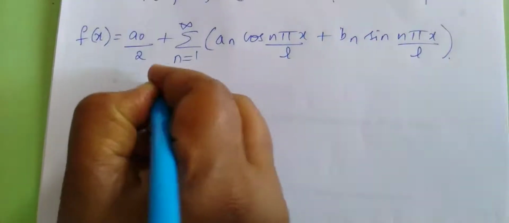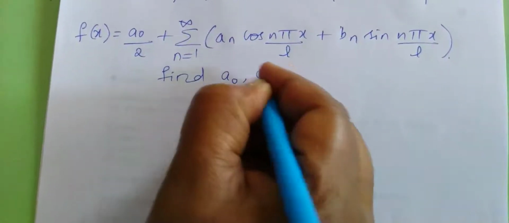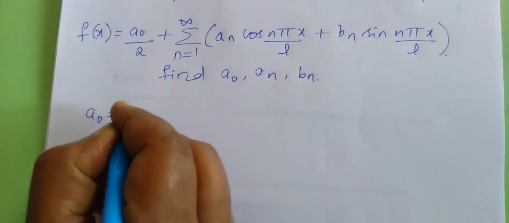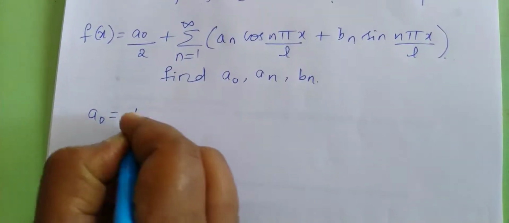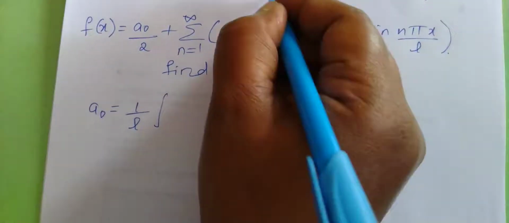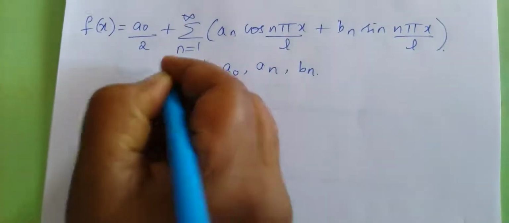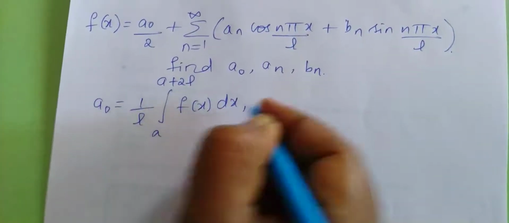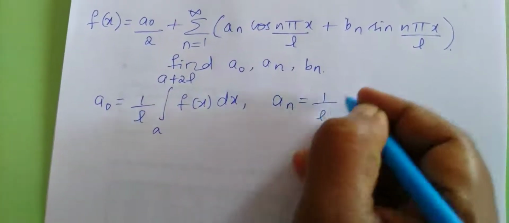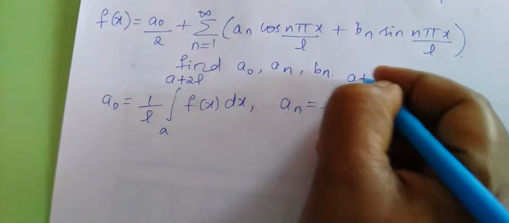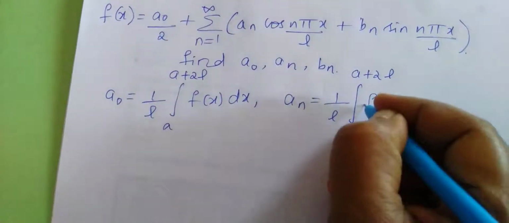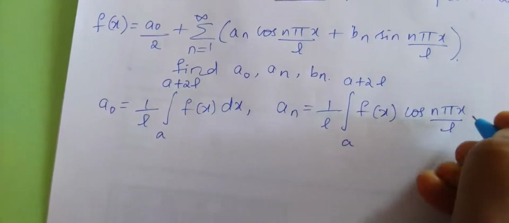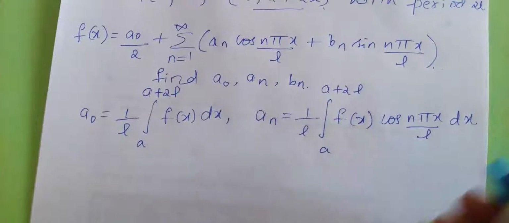But when we are finding a0, an, bn, here we are writing a0 is what? 1 by L integration from, we know the interval, from a to a plus 2l fx dx. Similarly, an will be what? 1 by L integration from a to a plus 2l fx cos n pi x by L into dx.